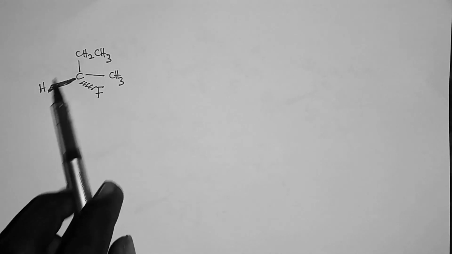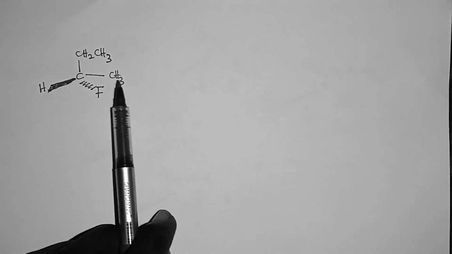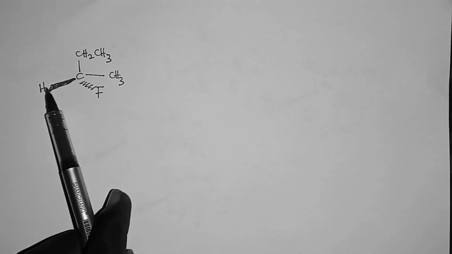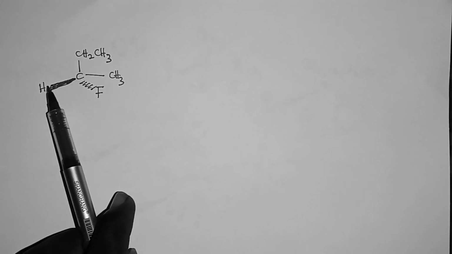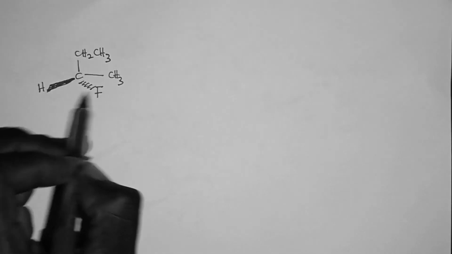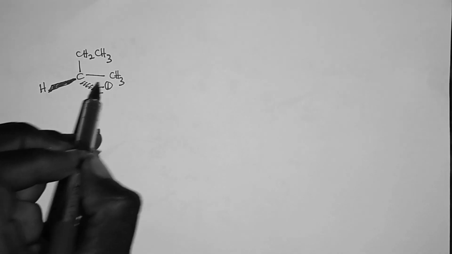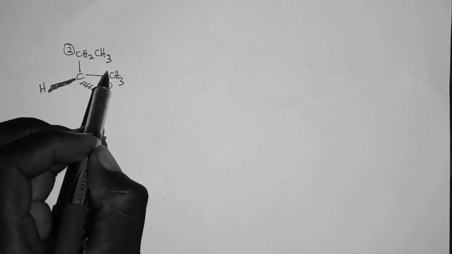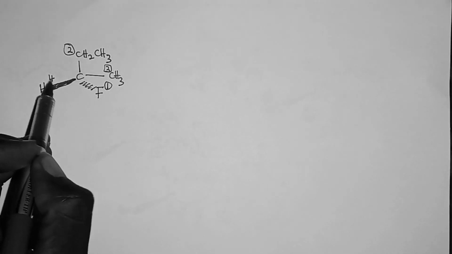What is the configuration in this case? You can see that the difference between this and what we've done previously is that in this case, the least group is pointing directly towards us. In all the previous examples, the least group was pointing away from us. So let's assign priority. The fluorine is number 1, the ethyl is number 2, and then the CH3 is number 3, and the proton is number 4.